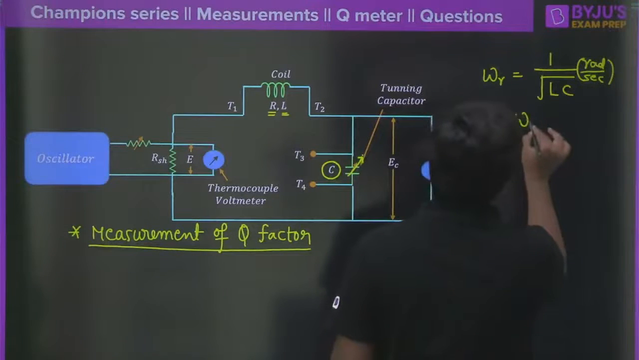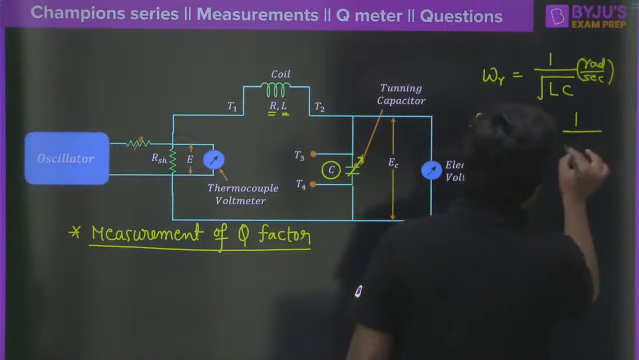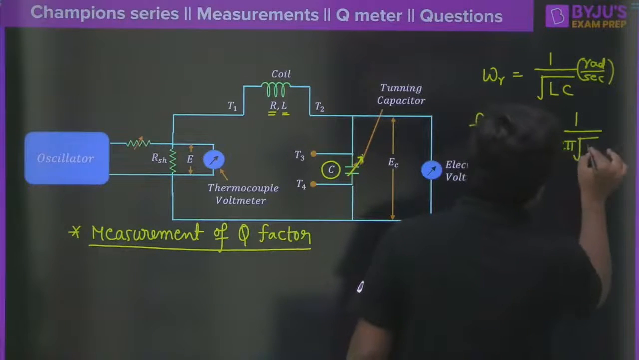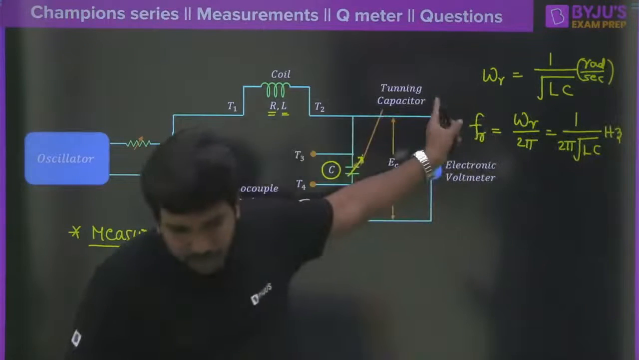This will be omega R divided by 2 pi, and people do write this as 1 divided by 2 pi under root of L into C. It is going to be in hertz. Clear? That is considered as the resonant frequency here.